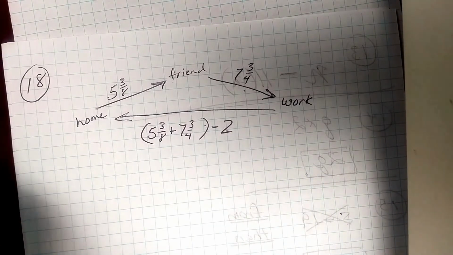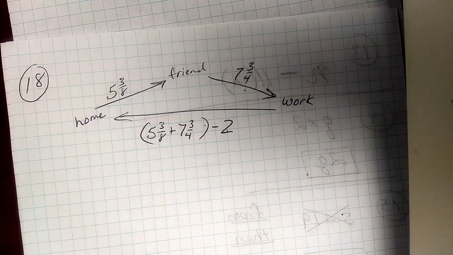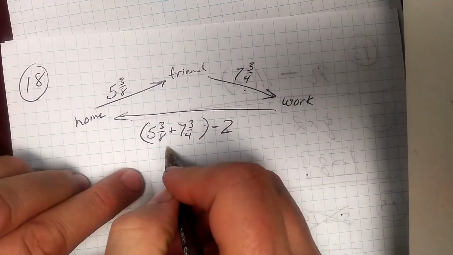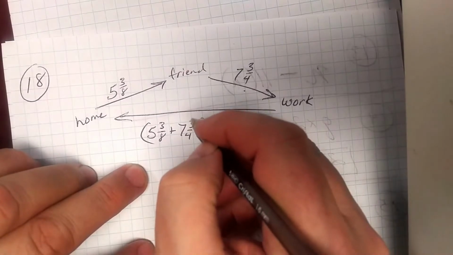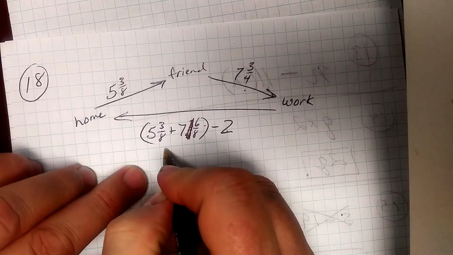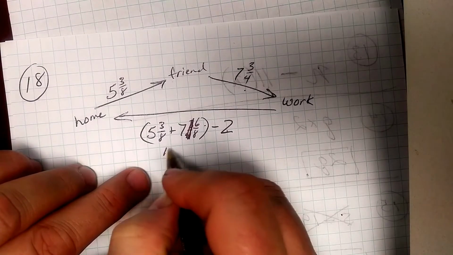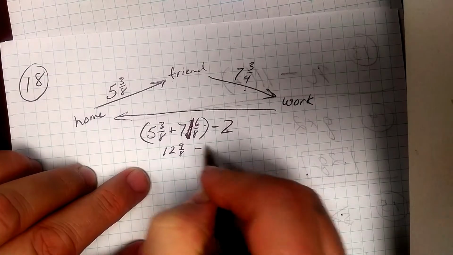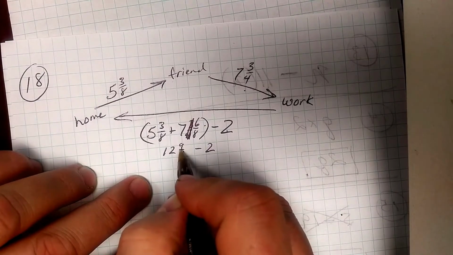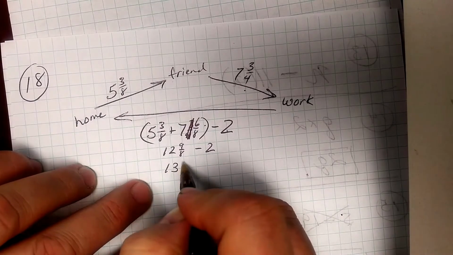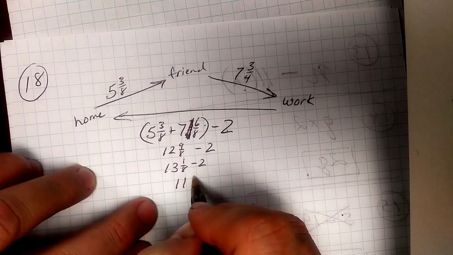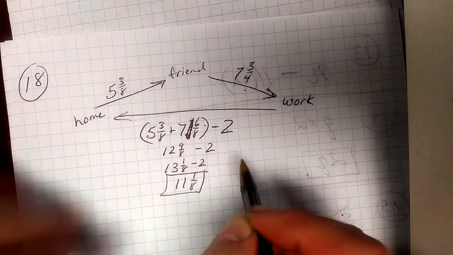So in order to work this problem, we're going to go ahead and add these. Now, when we add these, we're actually going to have to take the 3/4 and make it into 6/8. So we're actually going to get a total of 12 9/8 minus 2. And 12 9/8, we can take 8/8. This is more than 1. So we can make this 13 1/8 minus 2. So that means 11 1/8 is the distance home.